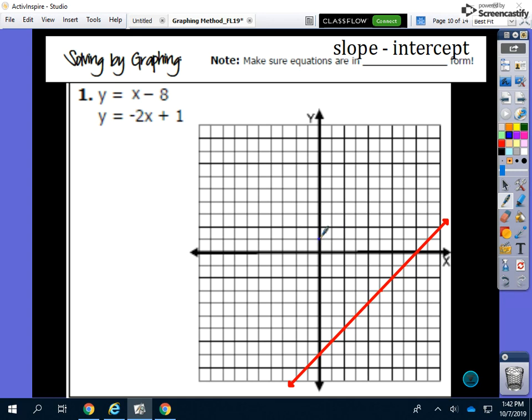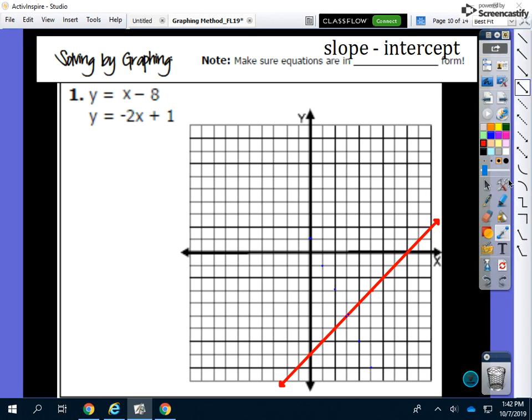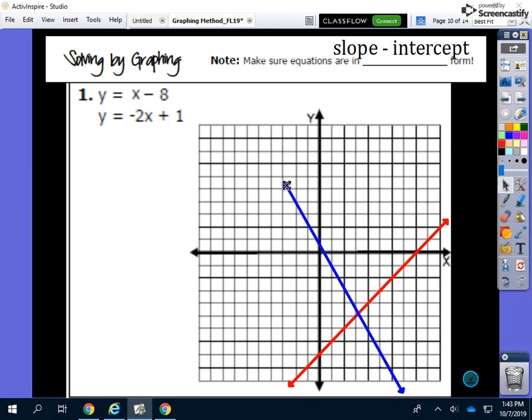With a y-intercept of 1, I will start at positive 1, and I will go down 2 over 1, down 2 over 1, down 2 over 1. I will now connect these points to create my second line. Notice how these two equations cross right here. The location of that intersection would be your solution to this particular system of equations.